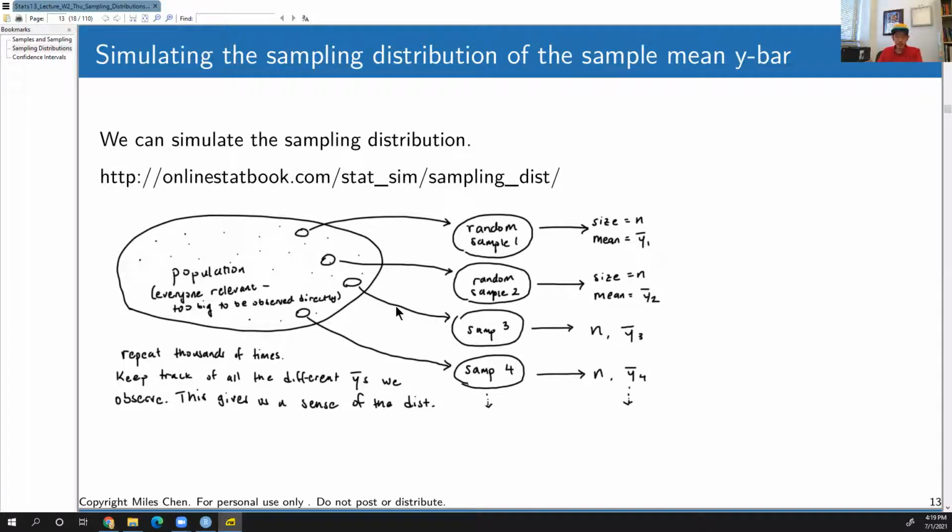And then I'm going to do this again, and I'm going to take another sample of the same size. We're going to calculate y bar. I'm going to do this again and again, over and over and over again. I'm going to repeat this thousands of times. Every single time, I'm going to keep track of the sample mean y bar that I get from every sample that I select. And then what we'll see is we'll end up getting this simulated sampling distribution. We'll see certain y bars are likely to appear, other y bars are less likely to appear. So I'm going to go ahead and click this link.